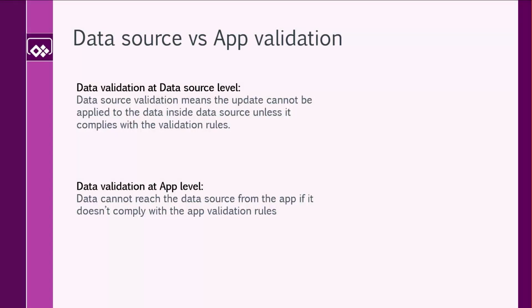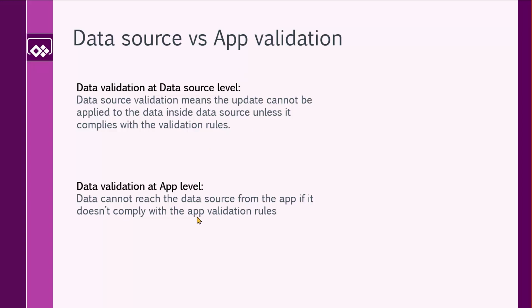When we are working with PowerApps, data validation can happen at two levels. You can have data validation at data source level. So let's assume you want to push some updates to SharePoint. You can define some validation rules inside SharePoint totally away from your app. This kind of validation means that update cannot be applied to the data inside data source unless it complies with the validation rules that you implemented inside data source.